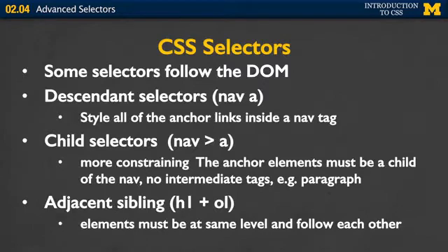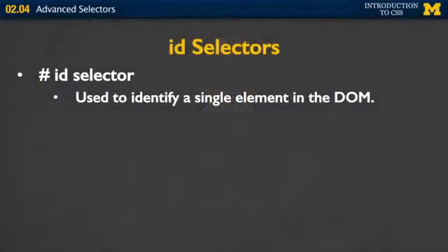The final one is adjacent sibling. That's not one I actually use very much in my own coding, but I wanted to let you know what it is because there's a really good chance you'll see it if you're looking at other people's code. How the adjacent sibling works is that the elements must be what we call the same level and follow each other. So if you have a section that has an H1 and then an ordered list, they would be siblings. If you had an H1 and then some other things and that ordered list was inside a paragraph, it wouldn't work that way.